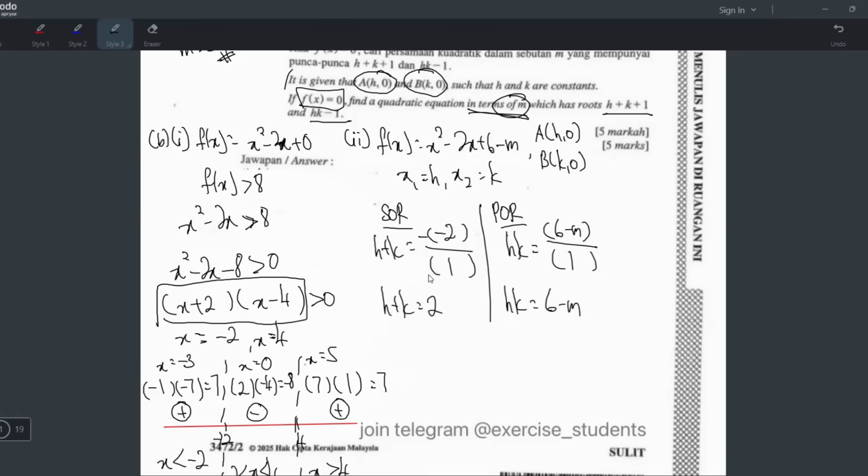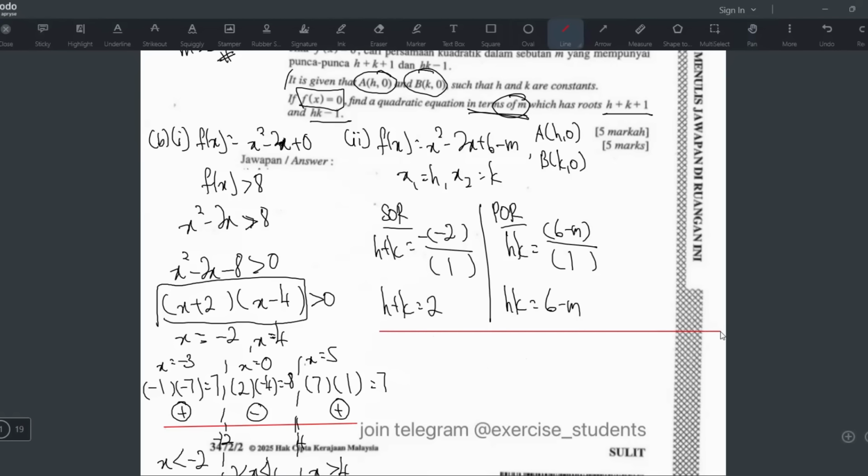Now we have to go do the second time SOR POR. When you reach here, it's good enough already. You don't have to do simultaneous equations to find h and k separately. No need, unless they ask you to find h and k, then you do it like that. But for this type of question, you can go straight to the second SOR POR. Later, these two pieces of information will help you when you're doing the second one.